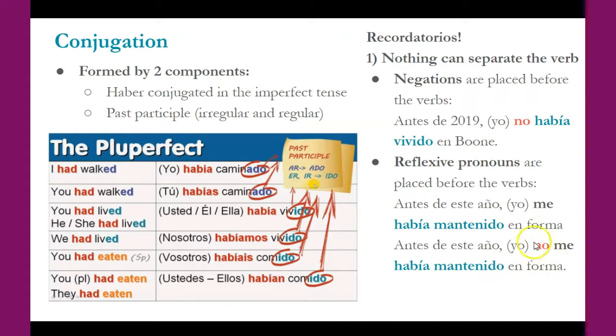So, what happens when you have a negation and a reflexive pronoun or indirect object pronoun or direct object pronoun is that the no goes first, the negation always goes first, then the reflexive pronoun, and then the past perfect, the auxiliary verb haber, and the past participle. And we're going to do an exercise about this.